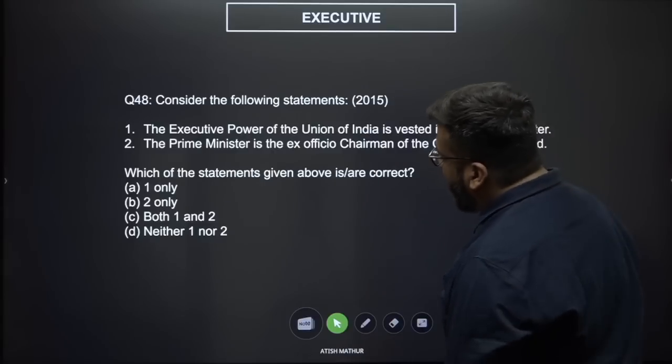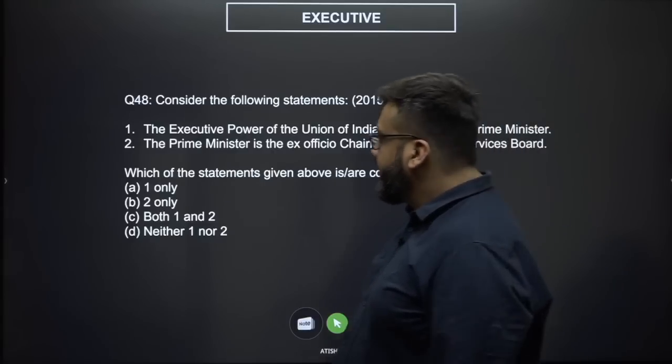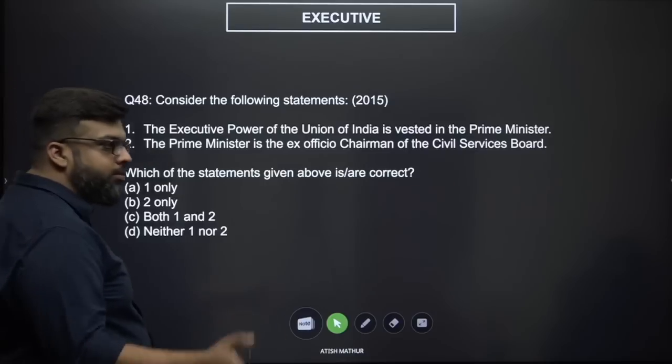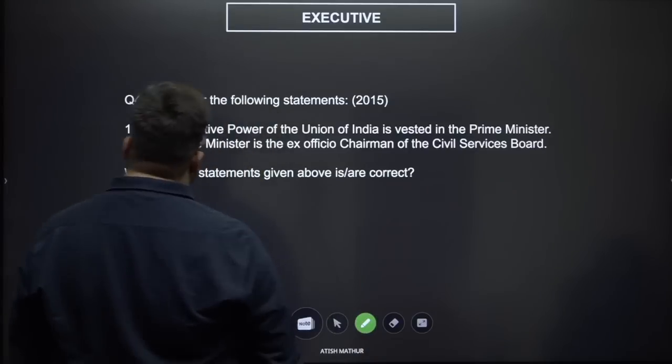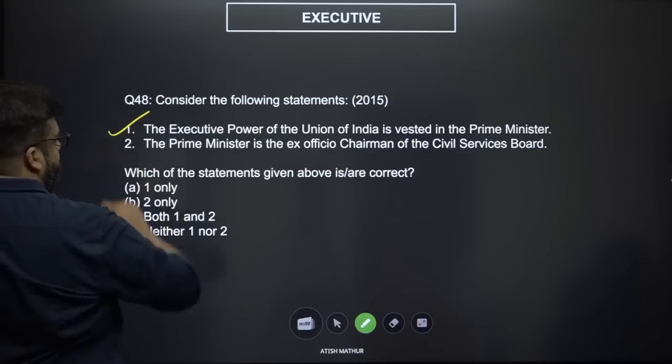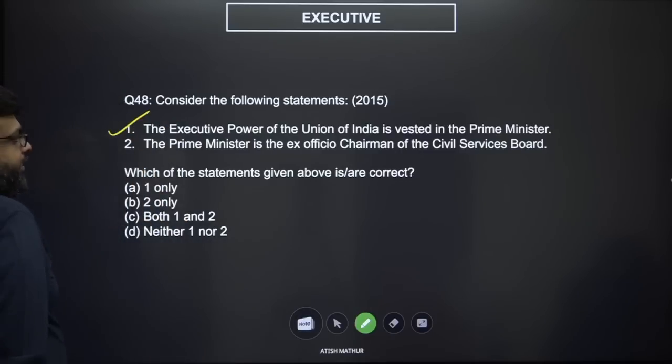Consider the following statements. The executive power of the union rests with the Prime Minister. The Prime Minister is the ex officio chairperson of the Civil Services Board. Now, factual question, some of you may know it, some of you may not know it. Executive power lies with the Prime Minister. This is standard format, basic school stuff. The first statement is definitely correct.